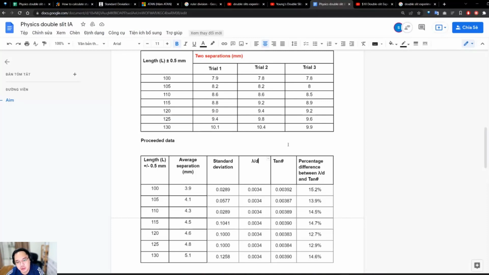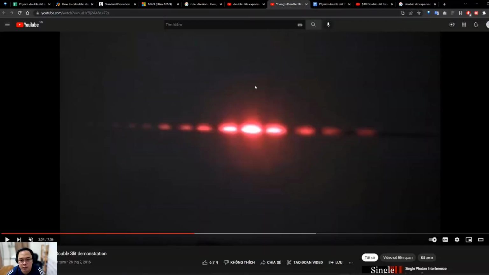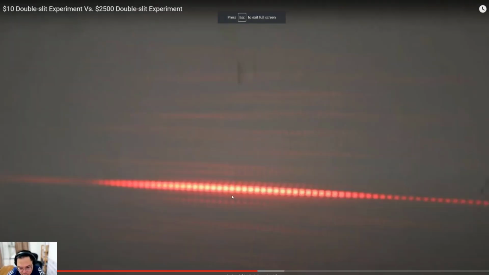If you still have time, you can repeat the experiment, measuring the distance between 6 or 8 separations instead of only 2. Therefore you can increase the accuracy of the separation. Like measuring 8 separations, 1, 2, 3, 4, 5, and then dividing by 8 to get a more accurate separation.